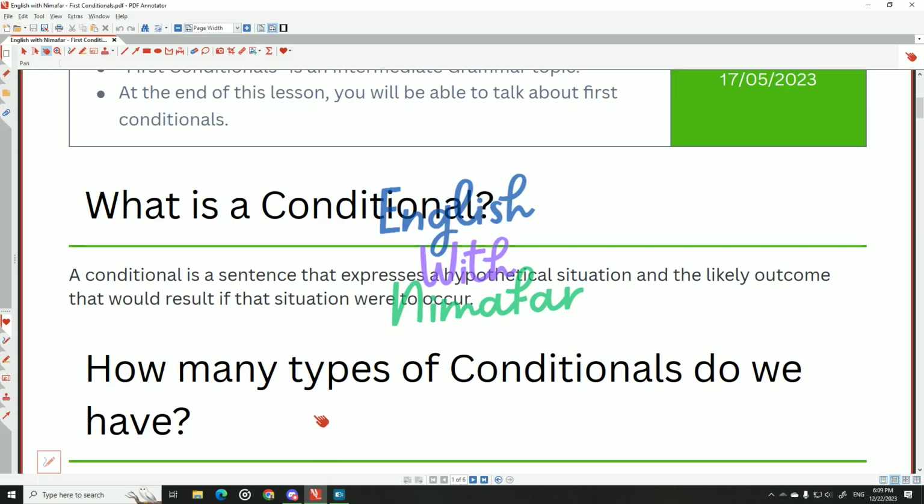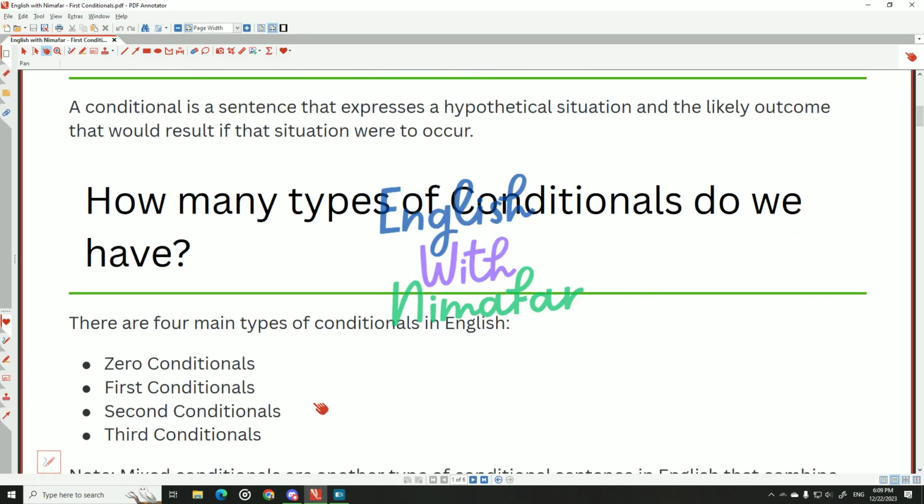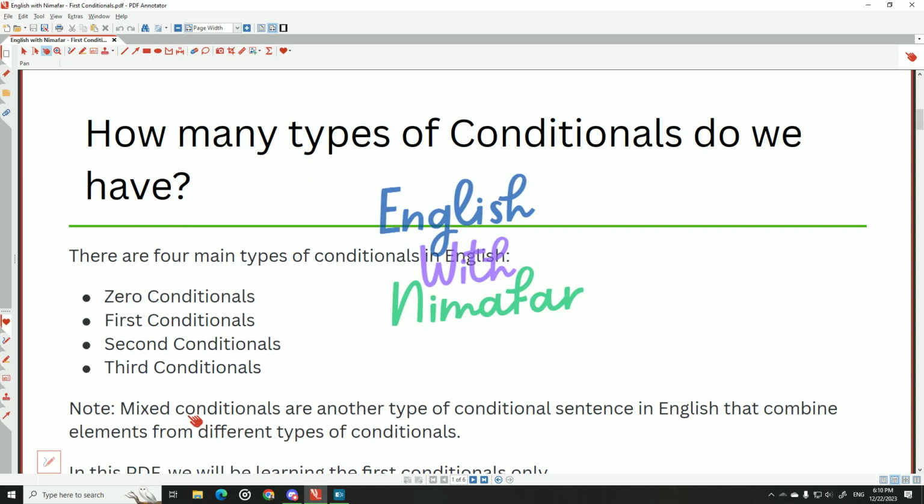That was nice. So, yeah, as your friend said, we have 4 main types of conditional in English. 0 conditionals, first conditional, second conditional, third conditionals, and we have mixed conditional, which is another type of conditional sentences in English that we combine elements from different types of conditionals. For example, you can use second and third, I mean, if the if clause, main clause, and vice versa. So they call it mixed.